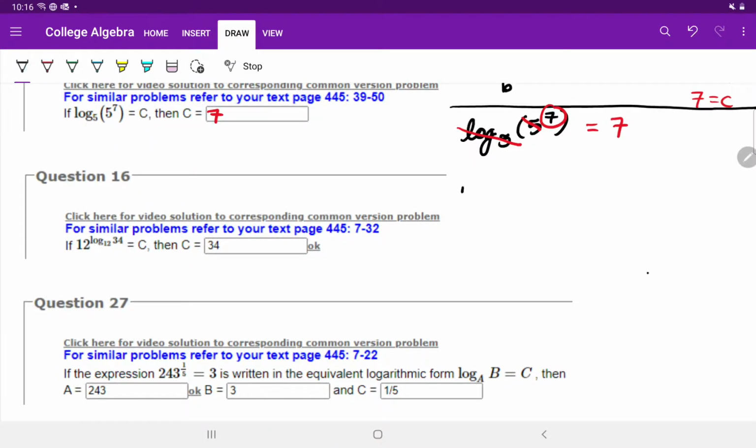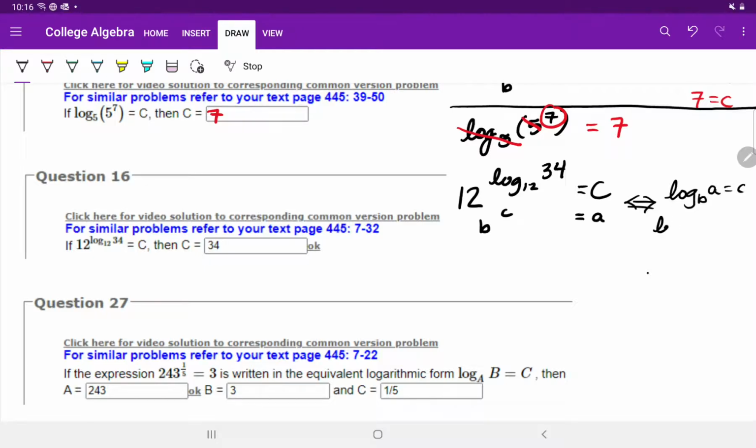Here we start with 12 to the power of log base 12 of 34 equals c. So if this were an exponential, well, this is an exponential, we would have a equals b to the c. Don't be confused by the fact that we've got multiple c's floating around here. I can't help what variables they choose in their problems. This is not the same c. So if we wanted to convert this into a logarithm, we would rewrite it as log base b of a equals c.